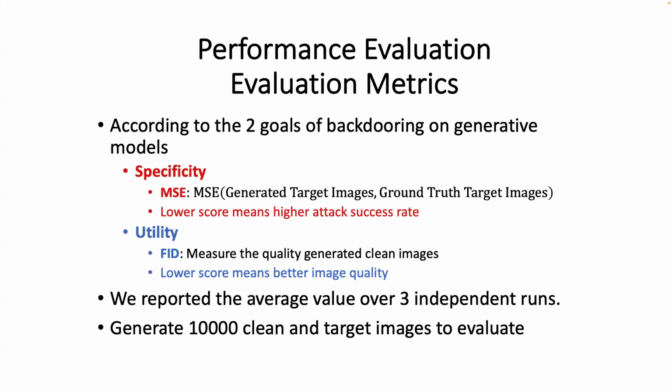On the utility, we are looking at inputs without the trigger. How is their FID score, which is a common score to measure the quality of images? A lower score means the generated images are closer to the distribution of the training data, which means you are getting better image quality. So lower FID and lower MSE will be the two goals that the attacker wants to achieve.